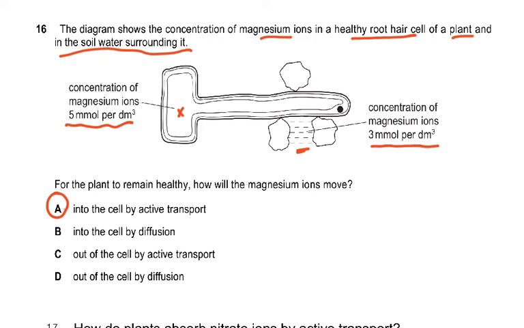Out of the cell by active transport? No, it's 5 inside, 3 outside. Active transport is from low to high, but it's 5 inside and 3 outside, so that would be wrong. Then out of the cell by diffusion? No, why would it move out by diffusion? It would lose all the ions.